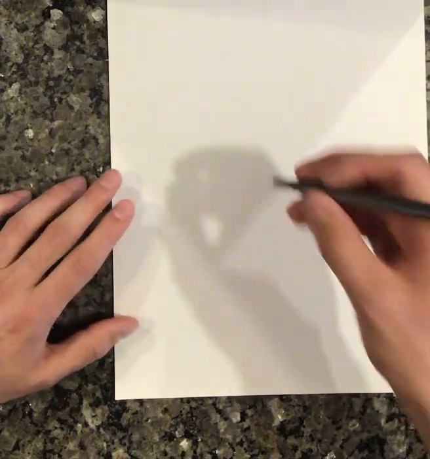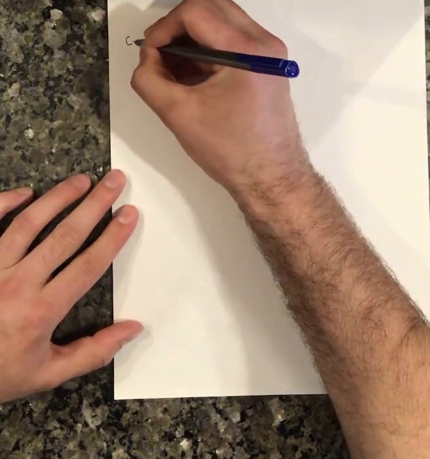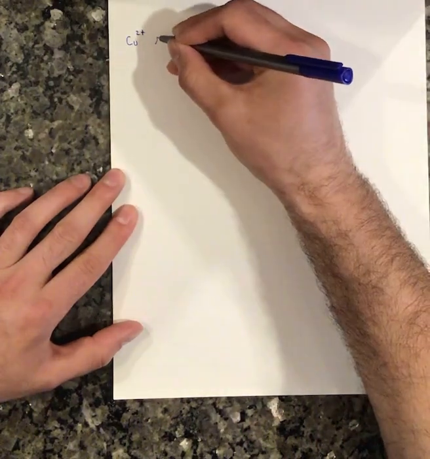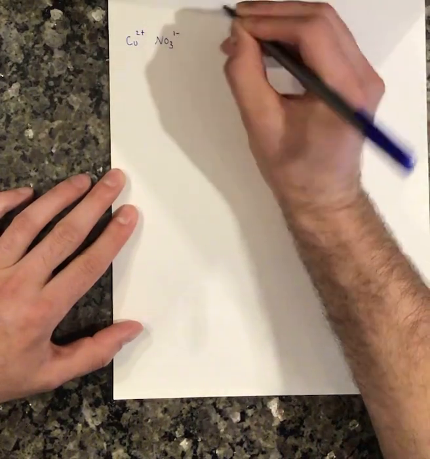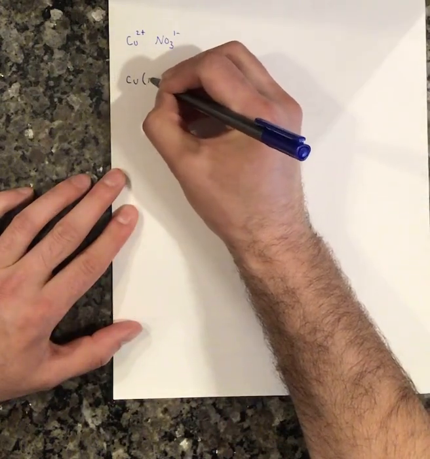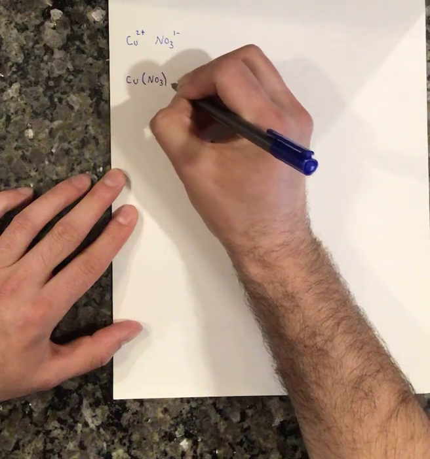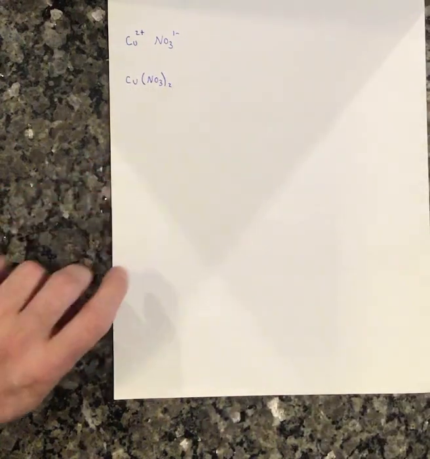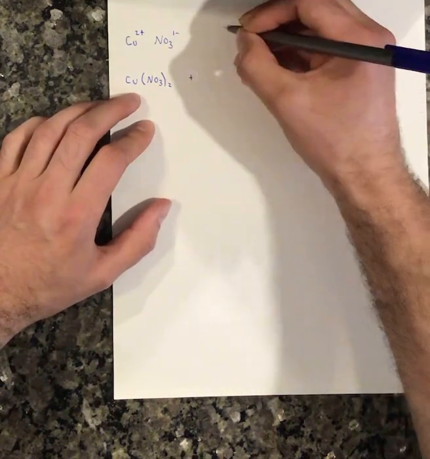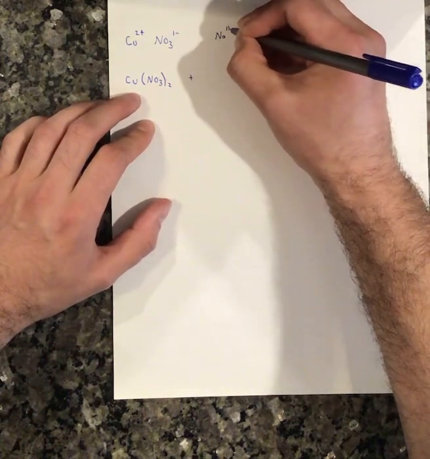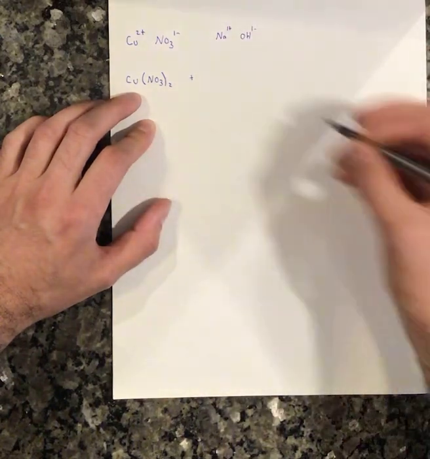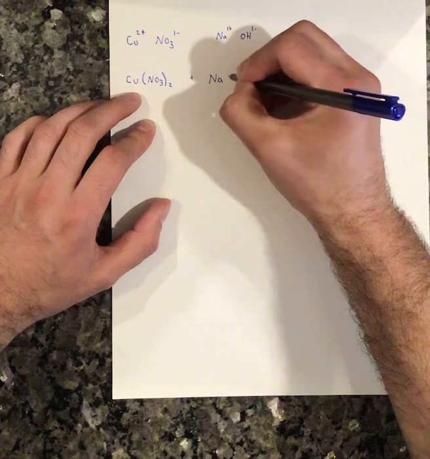Copper(II) means that we have Cu2+, and nitrate is NO3 negative. So when we do our crisscross, we're going to get Cu(NO3)2, closing our bracket with a 2. We're also going to have sodium hydroxide. Sodium is Na, it's 1+. Hydroxide is OH, 1 negative. So when we do our crisscross again, we get NaOH.